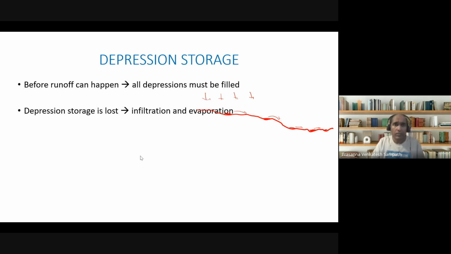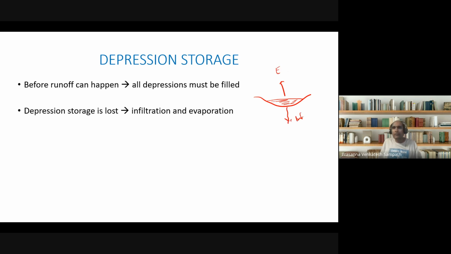Now, this depression storage, what happens is that typically, sorry, I'll just erase this. There are only two things that can happen to depression storage. It can either infiltrate into the soil or it can evaporate back into the atmosphere, right? So imagine this. I have a little depression in which there is water stored. What can happen to this water? It can either evaporate, sorry, or it can infiltrate. Is there anything else that can happen to it?